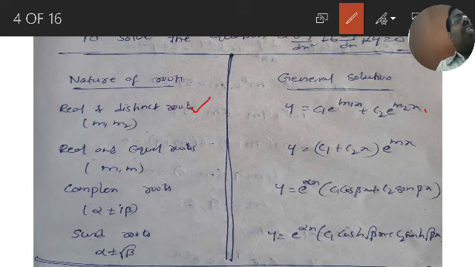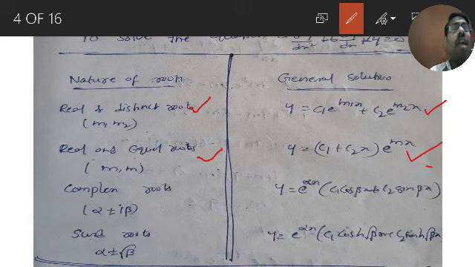The solution is y is equal to c1 into e power of m1x plus c2 into e power of m2x, where m1 and m2 are real and different roots. When roots are real and equal, then y is equal to c1 plus c2x into e power of mx, where m is a real and equal root.